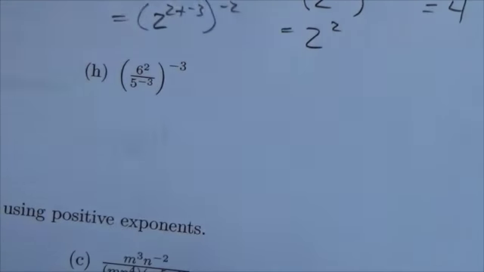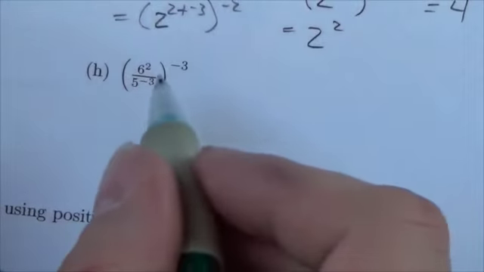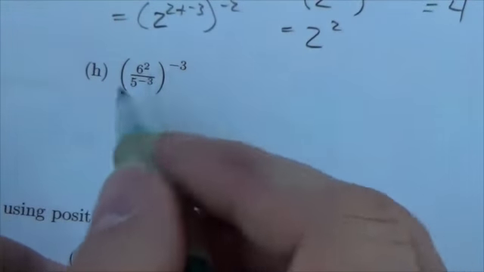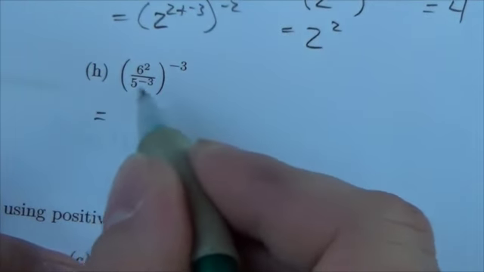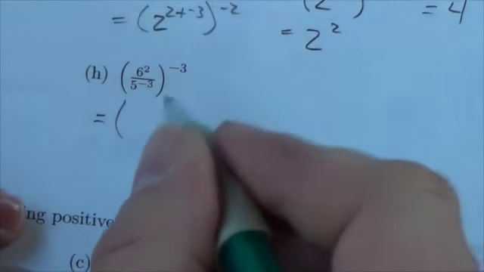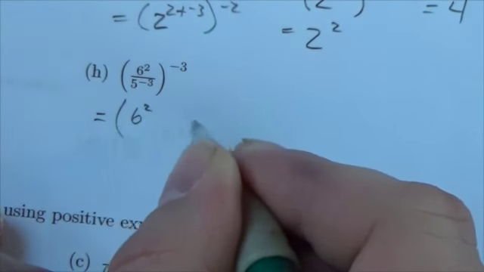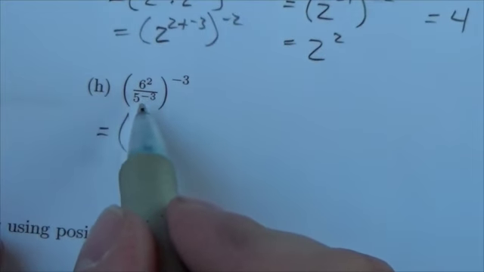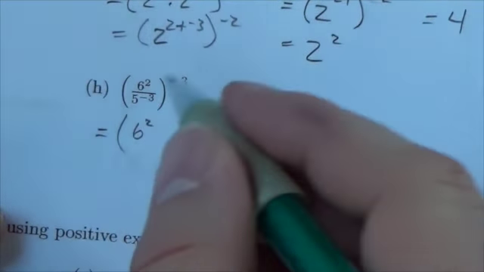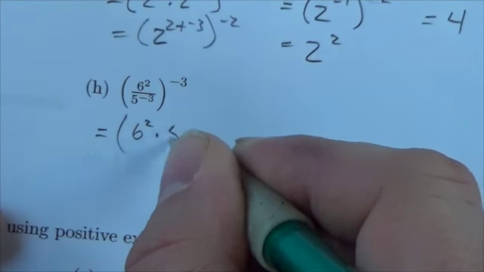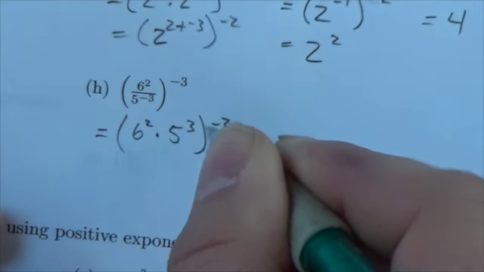Now, finally, in this question, we've got 6 squared over 5 to the negative 3, all to the negative 3. Okay, well, let's deal with what's inside the brackets here first. This is going to be 6 squared, I'll deal with that in a second, but over 5 to the negative 3. Well, that 5 to the negative 3 is going to bring that up to the numerator, and it'll become 5 to the positive 3, all to the negative 3.